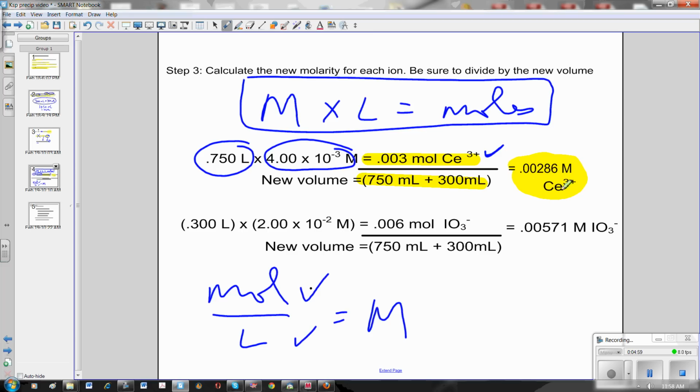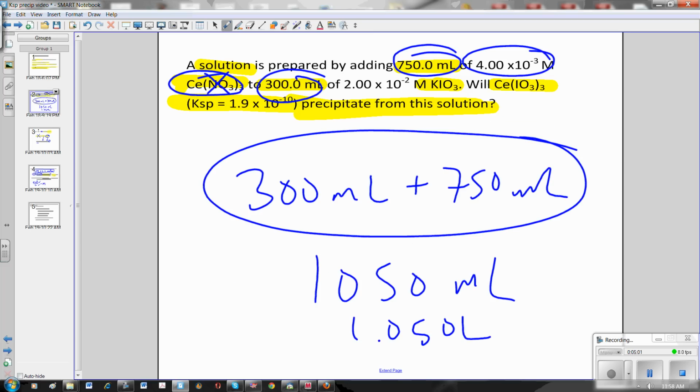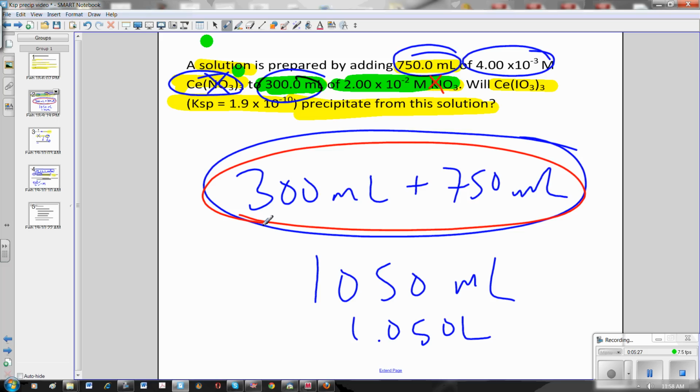What about the iodate ion? Well, I come back over here. If you look, pick a different color. They told me I have 300 milliliters of 2.0 times 10 to the negative second KIO3. We don't care about the K, because it is completely soluble and insignificant. So really we just focus on the IO3. Again, it's going to be the same new volume because you're combining 300 and 750.